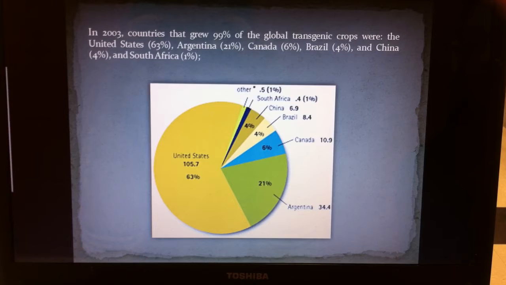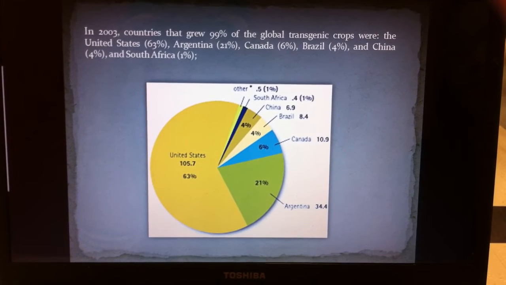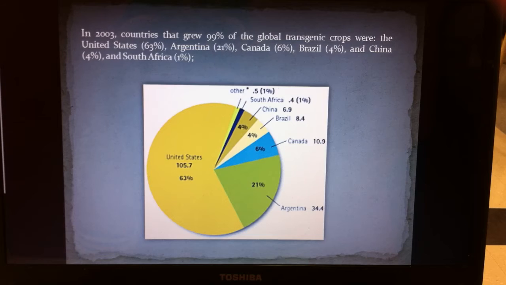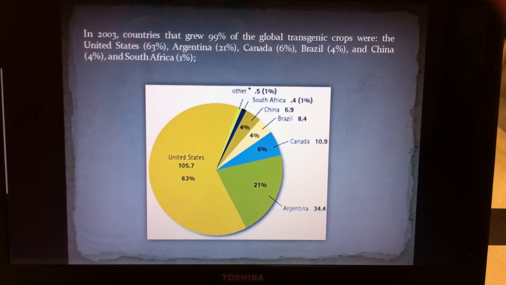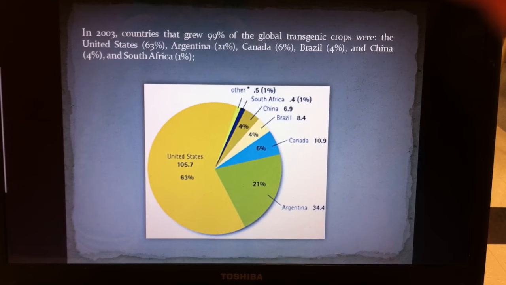In 2003, the countries that grew 99% of the global transgenic crops were the United States, 63%, Argentina 21%, Canada 6%, Brazil 4%, China 4%, and South Africa 1%.